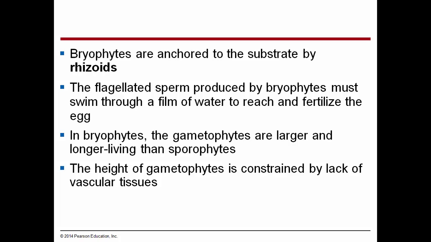Bryophytes are anchored to the substrate by rhizoids, which are not roots. The flagellated sperm produced by bryophytes must swim through a film of water to reach and fertilize the egg. In bryophytes, the gametophytes are larger and longer living than the sporophytes. The height of the gametophytes is constrained by the lack of vascular tissue.